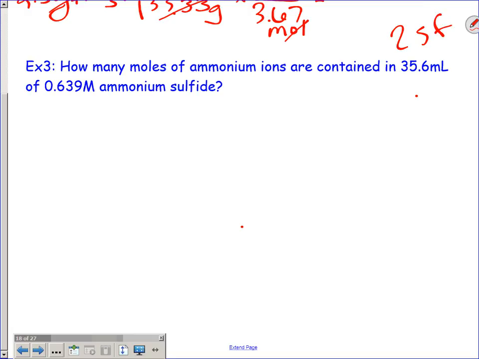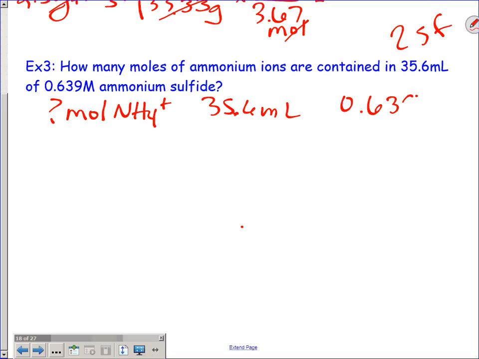So what's our question? Moles of what? NH4 plus, good, are contained in 35.6 milliliters of 0.639 molar. What's ammonium sulfide? NH4 plus. That's 2. Okay, but how do I write that? Oh no, it's NH4 plus 2 S, right? Sulfide crosses its 2 down. Ammonium 1 crosses 1 over. So we have this now, right?